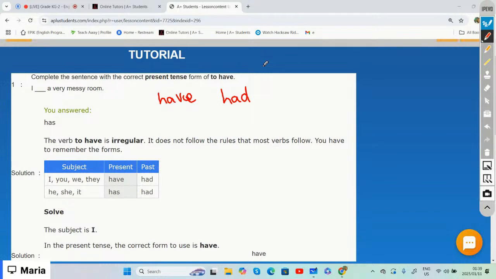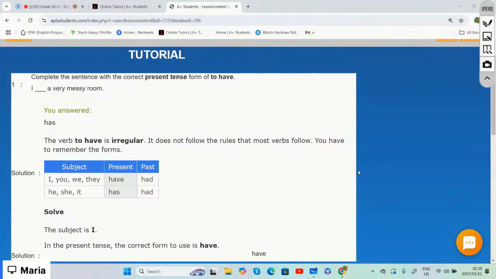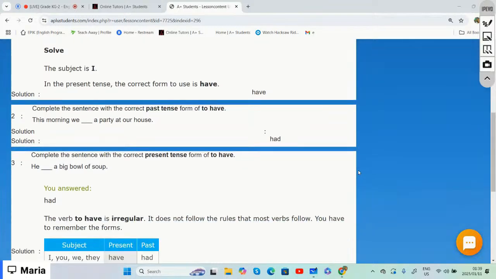And if we were to choose the correct option, then we can say I have, which is in the present tense, a messy room. Well done. Yes, have is correct. Right?